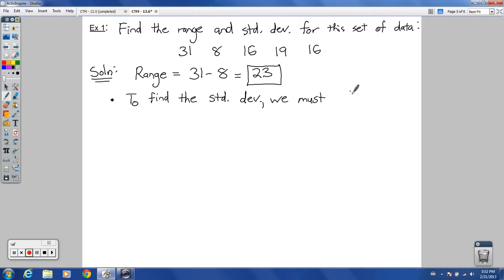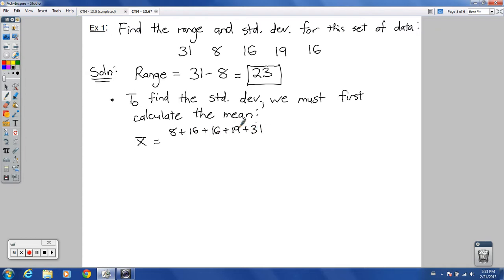We must first, though, calculate the mean. So we have to know what that is first. So what is the mean? X bar is how we write that. The mean is 8 plus, I'm going to put them in order from lowest to highest, from least to greatest. So 8, two 16s, a 19, and a 31.